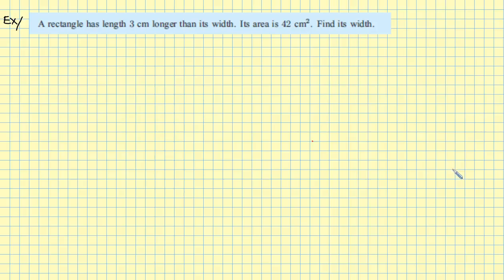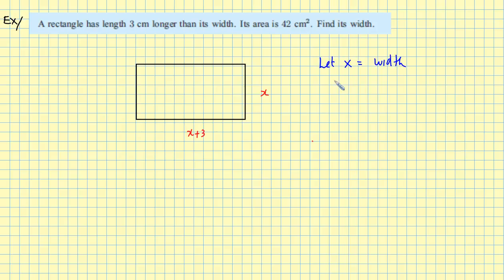The example says that you have a rectangle that has length 3 centimeters longer than its width, and its area is 42 centimeters squared. Find its width. That's a relatively easy question. I will make my rectangle. I will say let x equal the width. Therefore, that means that x plus 3 has to equal the length. If we know the area is 42, then area is equal to length times width. 42 will equal x times x plus 3.